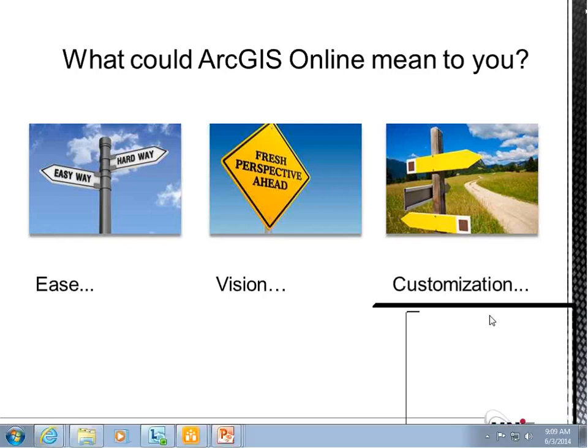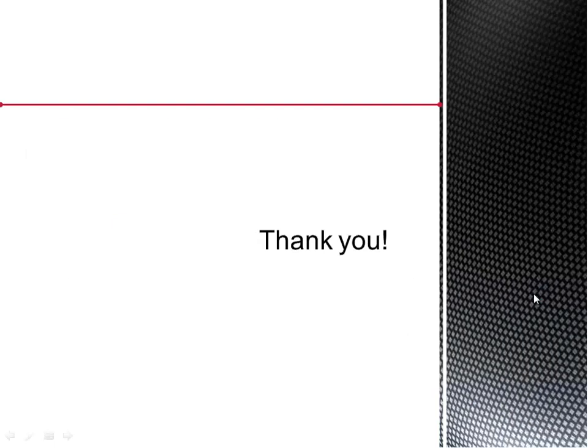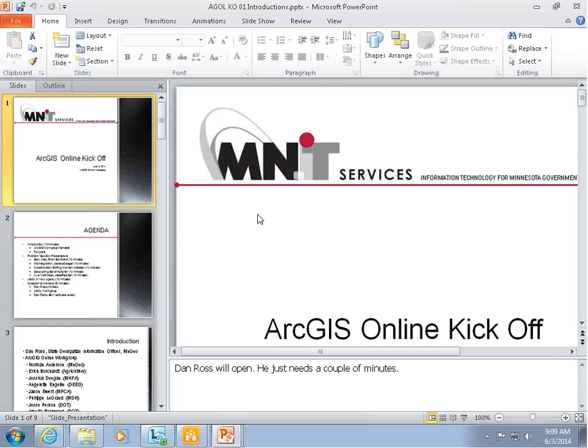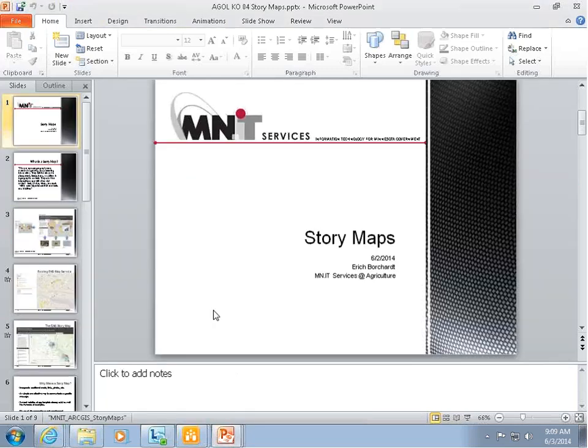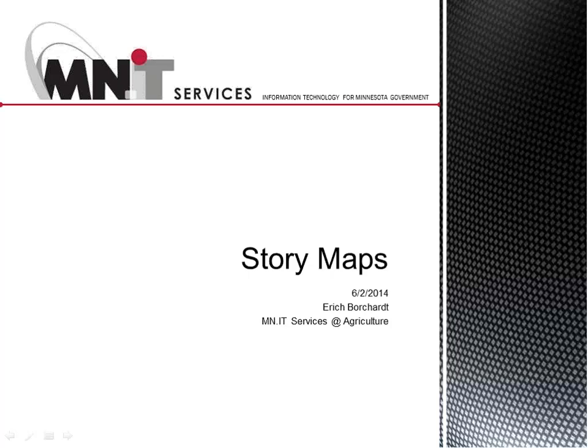So we'll move on to the first one, which is Eric's, and he's going to talk about story maps, which is a very simple way to present information to the public. I'm Eric Borchard with Agriculture, and like Norm said, I'm here to talk about story maps.